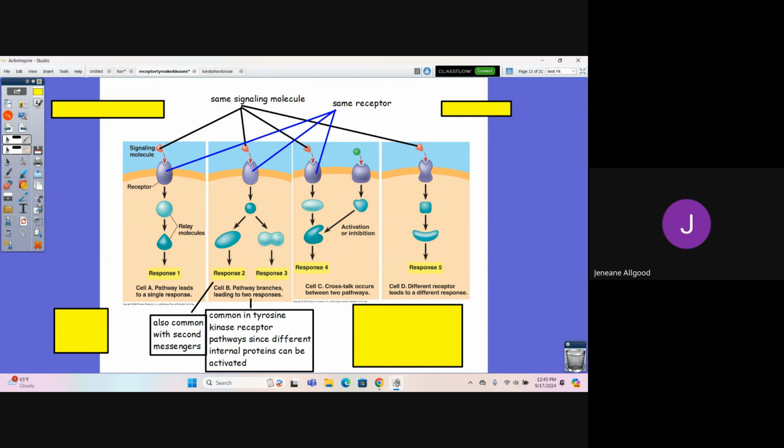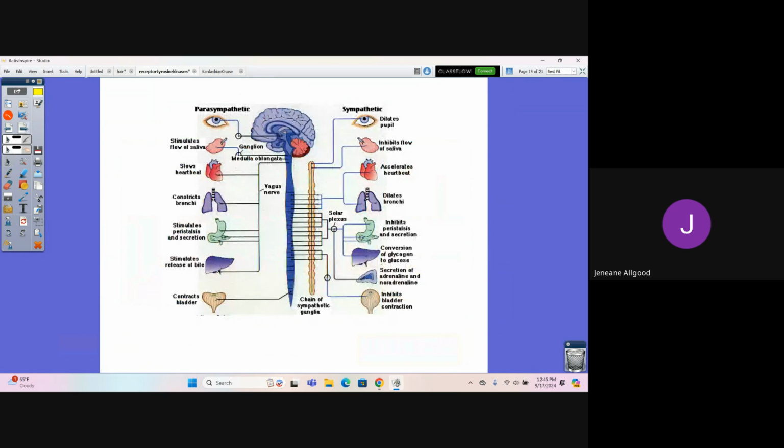Okay, now on this next slide, I'm trying to think why I put this in there, but I think I put this in there because maybe I was doing a little flashback to yesterday. The sympathetic division of your nervous system controls your fight or flight response. And fight or flight has to do with epinephrine. And so these are the effects that epinephrine has on your different organs.